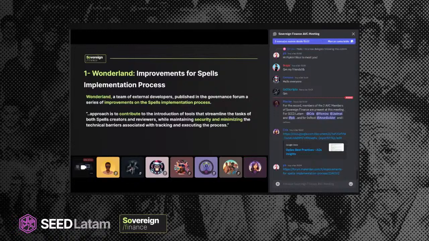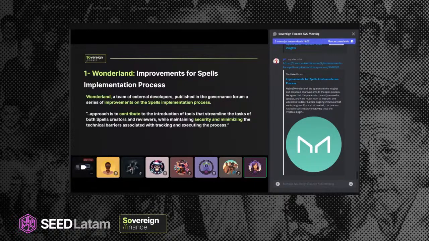I'm going to give some context first, and then we're going to start with our guests. We're going to give them some time to introduce themselves and to discuss the topics for today. A few days ago, Wonderland posted about improvements for the spells implementation process. Just let me see if there's anything that I am missing here from the chat. Hello there. Oh, good. Everyone's here.